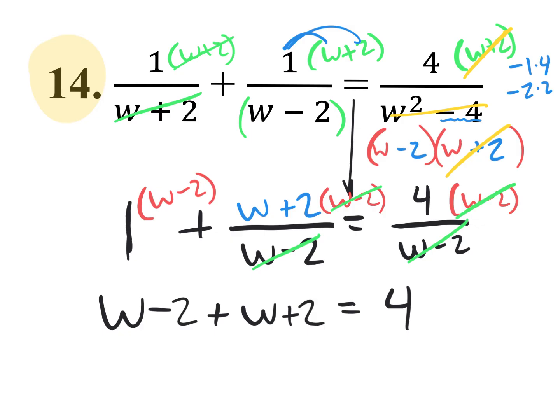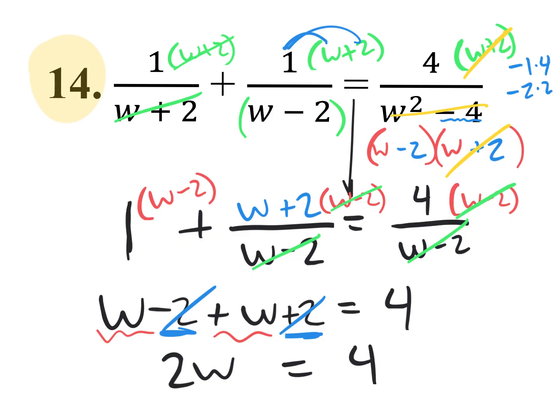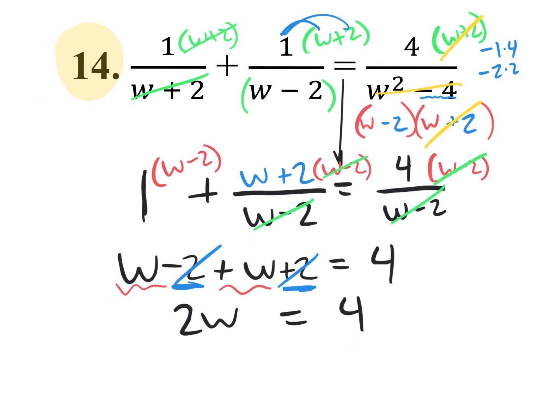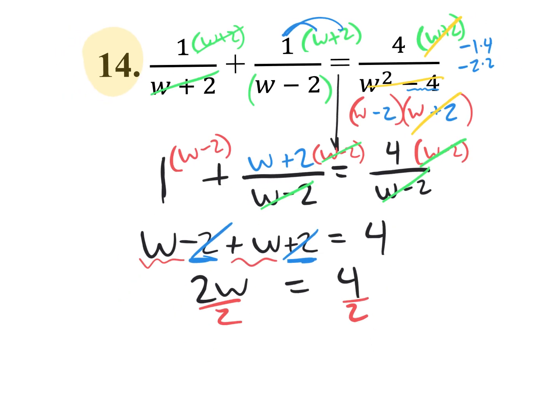Let's now simplify and solve this thing. We're going to combine the w's. So w and w, that's a total of 2 w's. And then the minus 2 and the plus 2, those eliminate. So there's no more numbers. It's just 2w equals 4. And that's a one-step equation. All you got to do is divide by 2, and you'll get your answer, w equals 2.